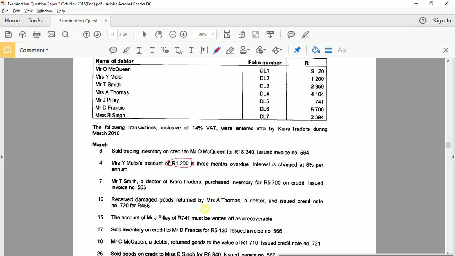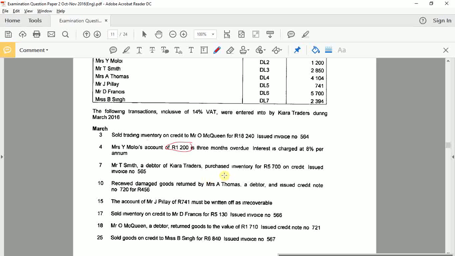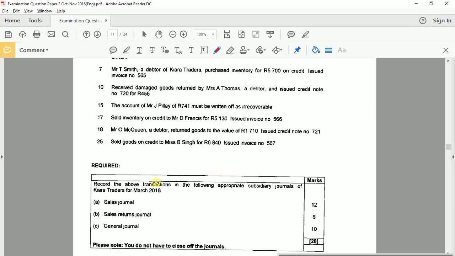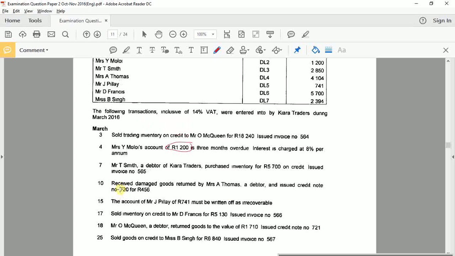Okay. Smith, debtor, purchased inventory on credit. What do we do? That's the one that I don't know. Whose business are we accounting for? Cairo Traders. Right? So T. Smith is a debtor of Cairo, so the debtor is for our business. Sale or purchase? It's a sale. There we go. 5,700.